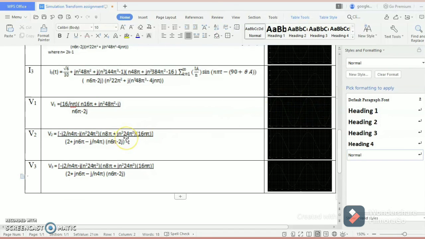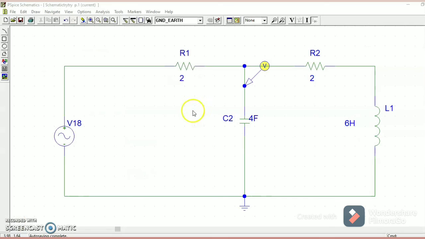For V2, we obtain the manual calculation and the simulation like this. For V3, the manual calculation is like this, and for the simulation part, like this. For the voltage graph, it almost gives the same shape of sine graph. That's all for the simulation part.